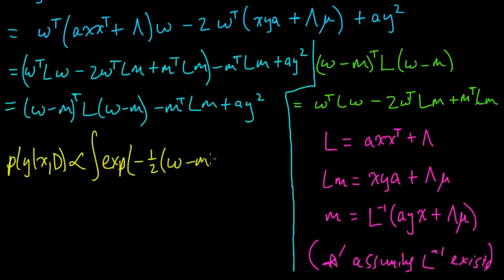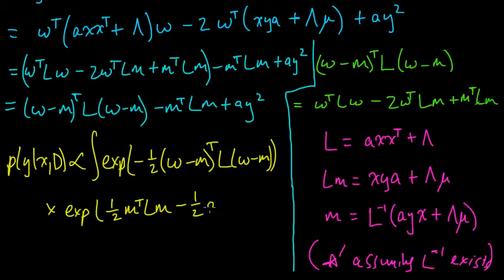W minus M transpose L, have to make a new line, times W minus M, continuing that line, times e to the... let's see, what's it going to be? We multiply this by minus 1/2, so that becomes plus 1/2, minus 1/2 times that. So this is plus 1/2 M transpose LM minus 1/2 AY squared dW.